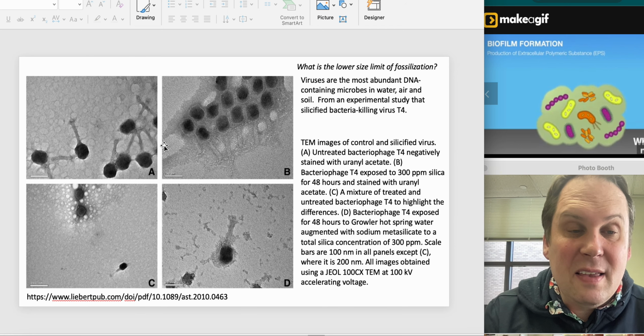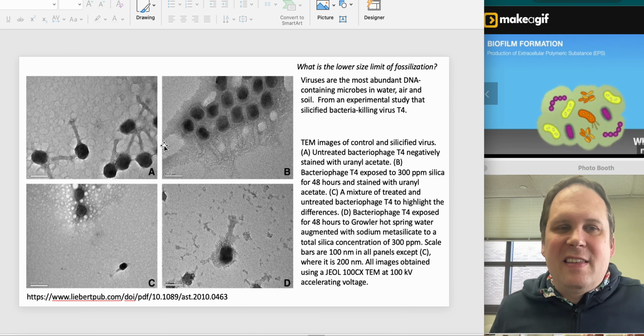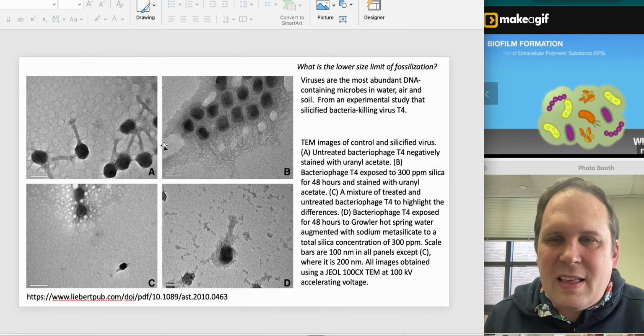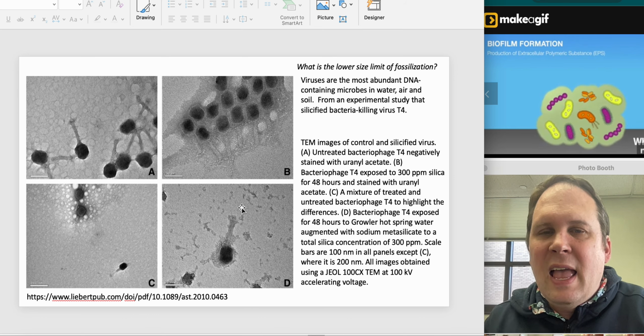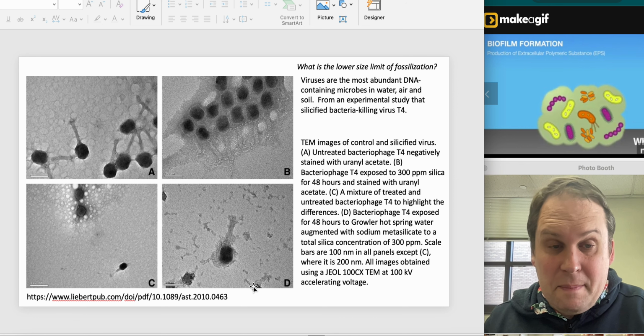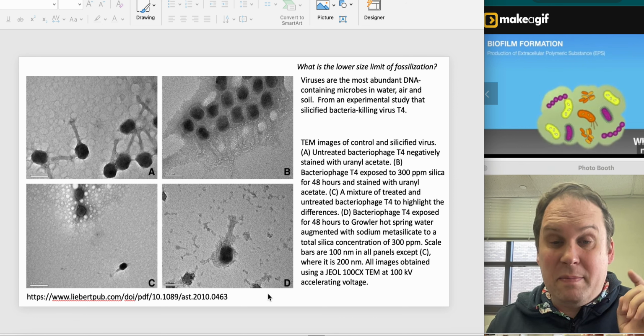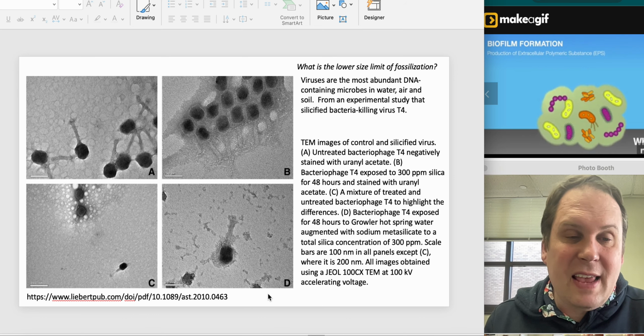What's the smallest thing you can fossilize? Well, who knows, but people have fossilized individual viruses experimentally. So these were put into a sample where there was a lot of silica, and the silica actually deposits on the outside of the viruses. It sticks them all together, glues them together. But after a bit of demineralization, these things were able to be recovered. At least their structure appears to be intact.